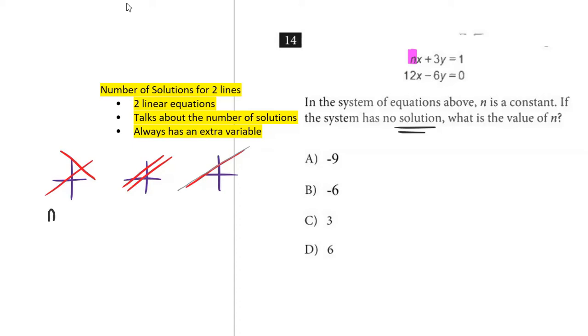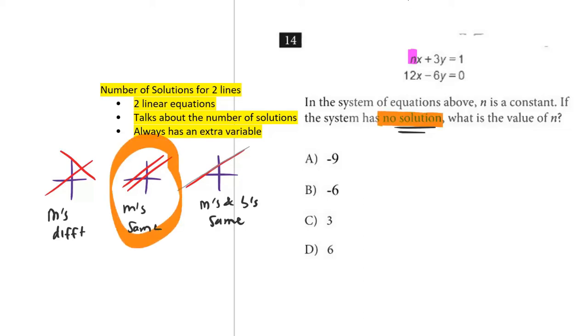Now, if they hit once, that's because the slopes are different. If they hit never, that's because the slopes are the same. The same slope is the reason why they're never hitting. It's the reason why they're parallel. And if they hit all the time, it's because the slopes and the y-intercepts are the same. So here, we're being told that there's no solution, so it's this situation. The slopes are the same.